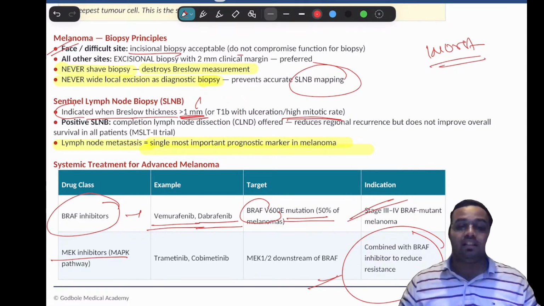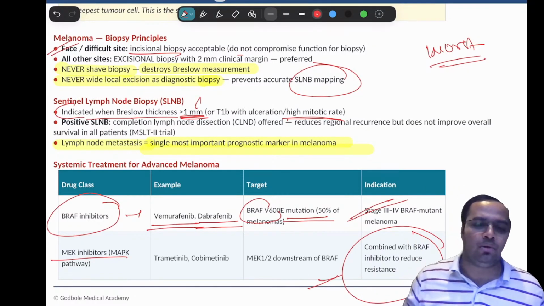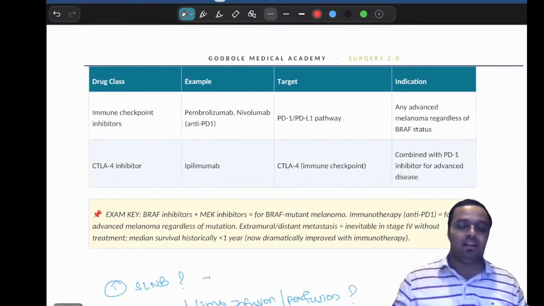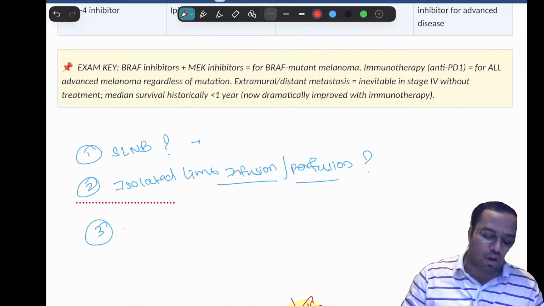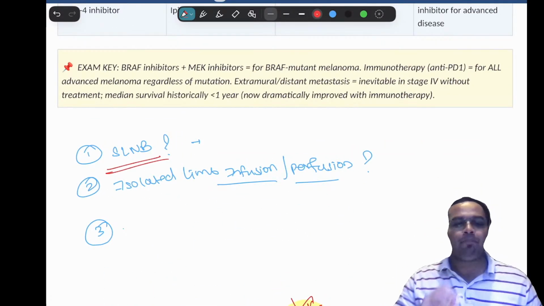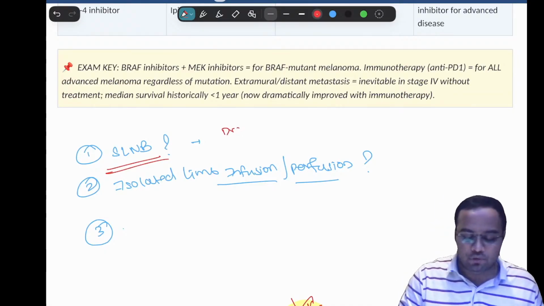You need to know these drugs. In basal cell carcinoma, I told you it might not be absolutely essential, but you need to know these inhibitors when you talk about malignant melanoma. So two things we are going to talk about. What is SLNB? Whenever a patient has a malignancy, it is going to drain into some lymph node.